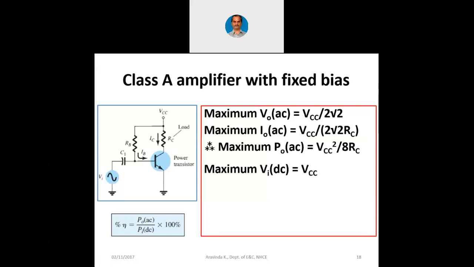Now the maximum input voltage here in terms of DC, because we have to find out the efficiency. So the maximum input voltage here in terms of DC is going to be VCC, and the maximum current is going to be VCC divided by 2 RC. Why? Because the quiescent point is at VCC by 2. When we bias this circuit, the quiescent operation is at the middle of the load line, so it is VCC by 2. So VCC by 2 divided by RC is VCC by 2 RC.